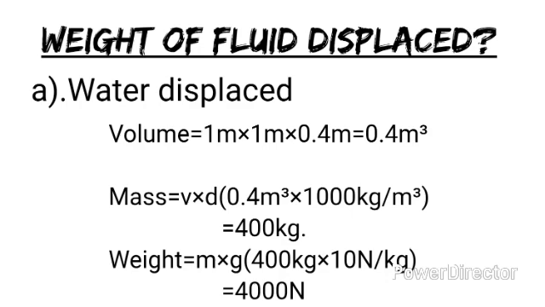Now we take the 400 kilogram and we go ahead to find the weight. To get the weight, you have to multiply the mass by gravity, and the gravity we've been given as 10. So if you multiply 400 by 10, we are going to get 4,000 Newton as the weight of water that is displaced.